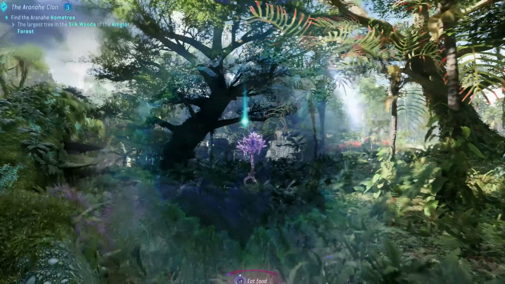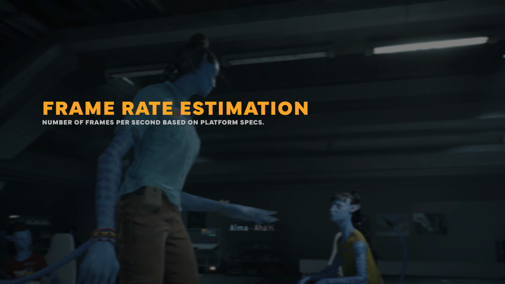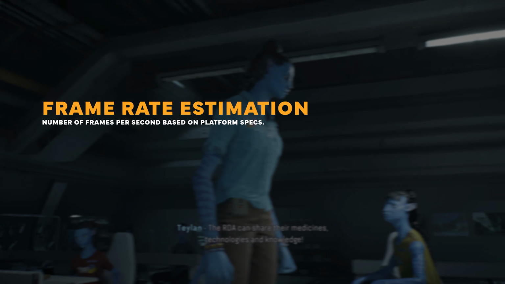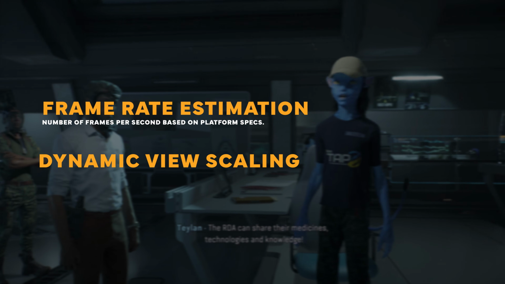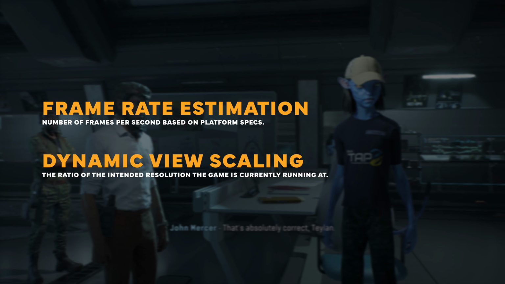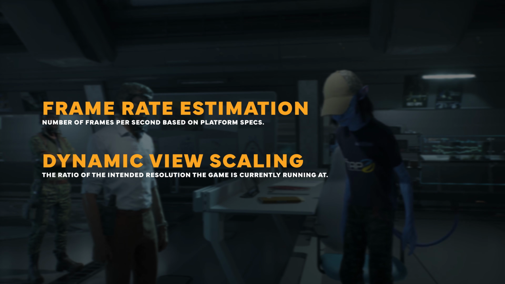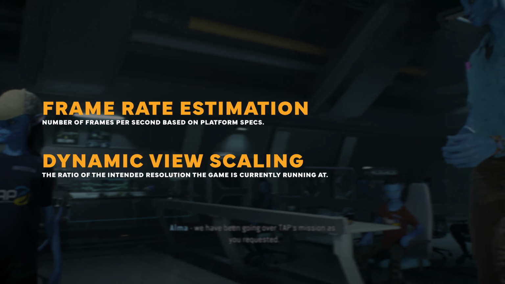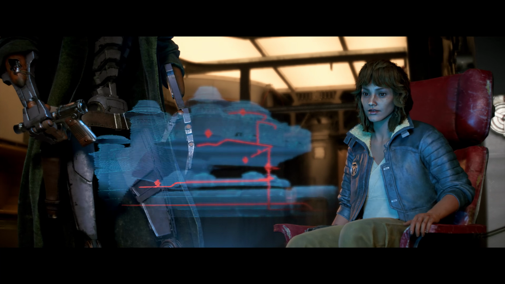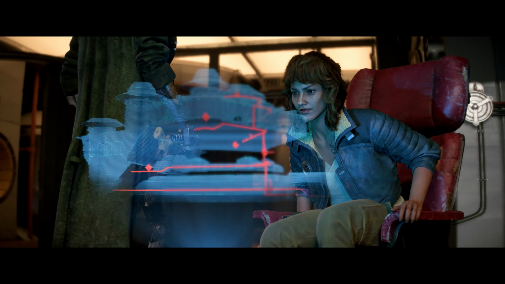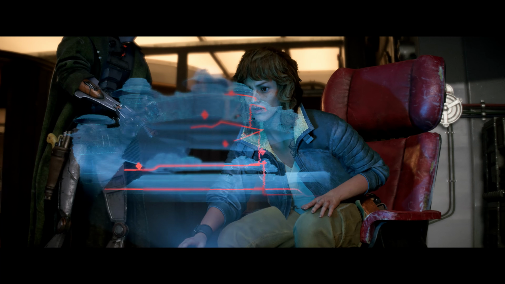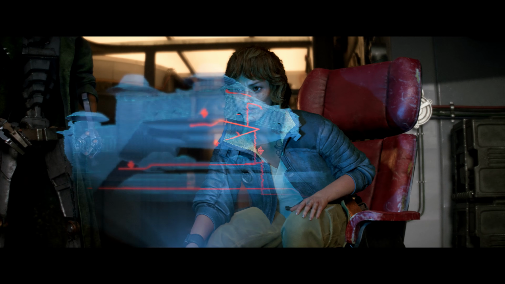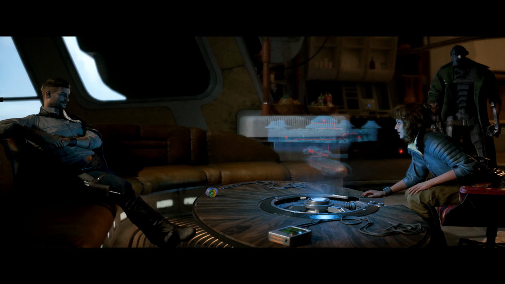And it was highlighting two key things. The first is that it's predicting the frame rate based on the target resolution for the platform. The second is the level of dynamic view scaling that is being applied, which is when the game is, in real time, adjusting the rendering resolution on the fly such that the frame rate remains consistent. This is also useful given each project defines not just the desired resolution and frame rate for a given platform, but the limits of the dynamic scaling as well.